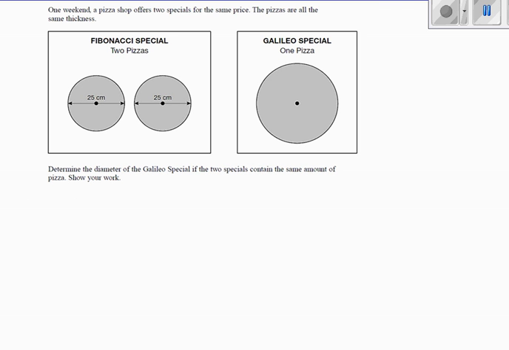Okay, so this is obviously a question about area. It says that these two pizza specials are the same price, and it says the pizzas are the same thickness. It says determine the diameter of the Galileo special if the two pizzas contain the same amount of pizza. So if I ate both of these and you ate this, we would have eaten the same amount of pizza. So therefore, I need to know the area of these two pizzas, and therefore I can tell you that it would be the same area. So that's the math we have to do.